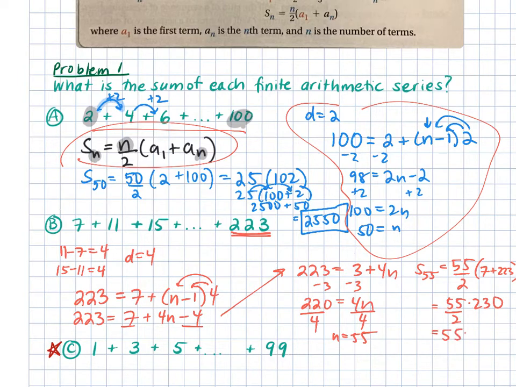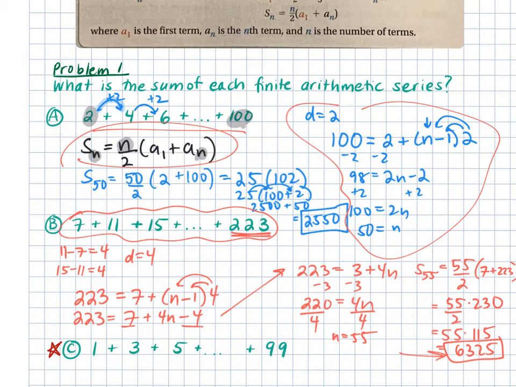230 divided by 2 is 115. All right, we can do that on a calculator. 115 times 55 is 6,325. So if we added up all these numbers following this pattern, or all these numbers in this sequence, this is what we would get at the end.